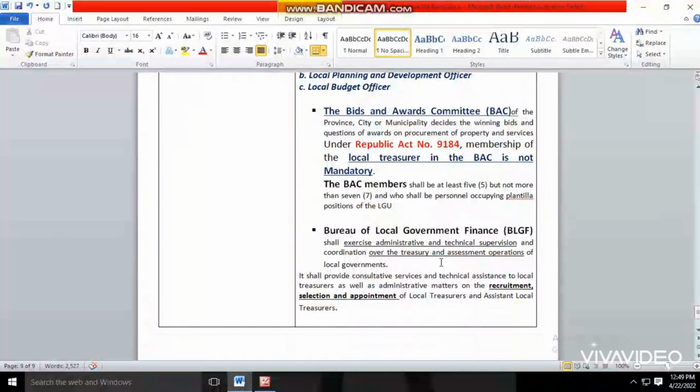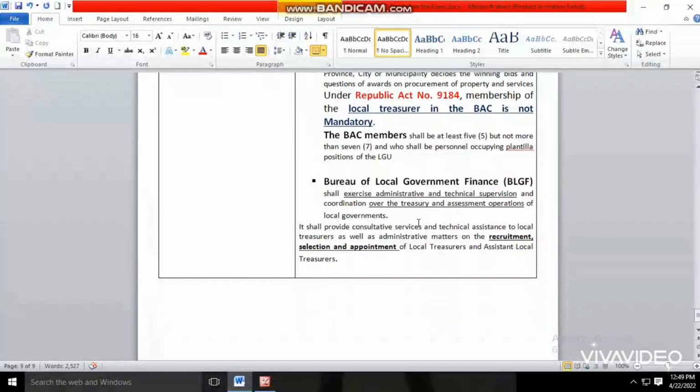Last item, let us be reminded that the Bureau of Local Government Finance shall exercise administrative and technical supervision and coordination over the treasury and assessment operations of local government. It shall also provide consultative services and technical assistance to local treasurer as well as administrative matters on the recruitment, selection, and appointment of a local treasurer and assistant local treasurer.